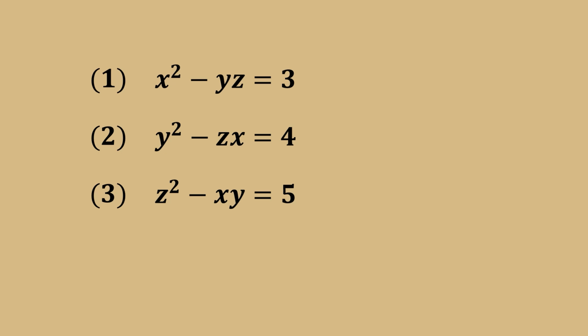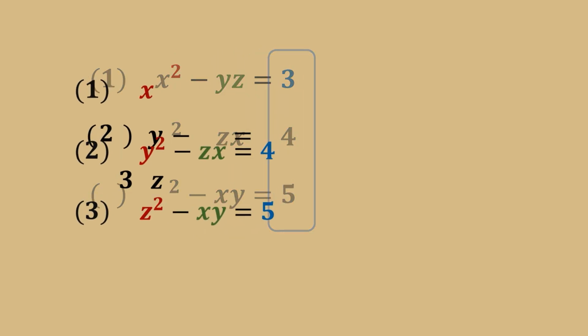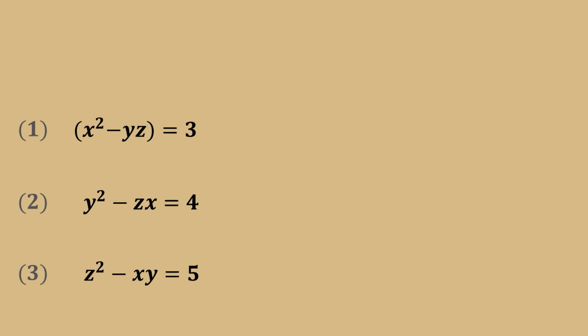All three equations follow the same structure: a variable squared minus the product of the other two variables equals a constant. To take advantage of the symmetry, we multiply each equation by a variable chosen so the patterns line up perfectly.